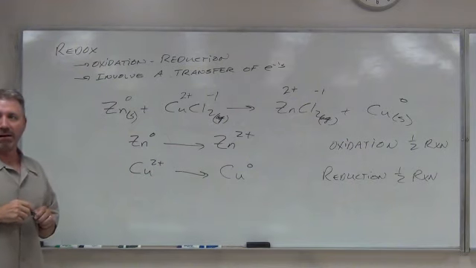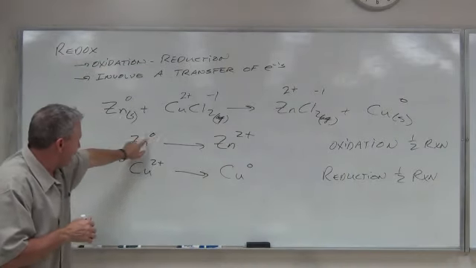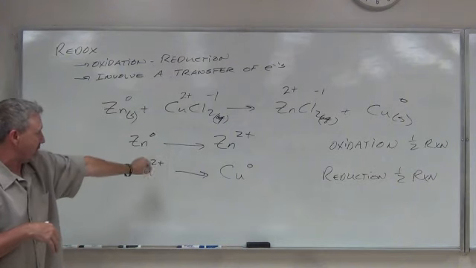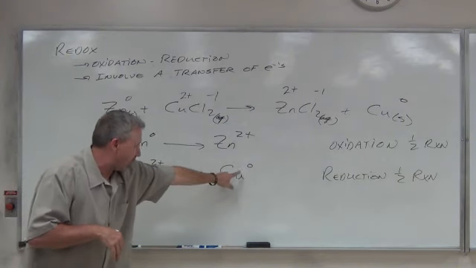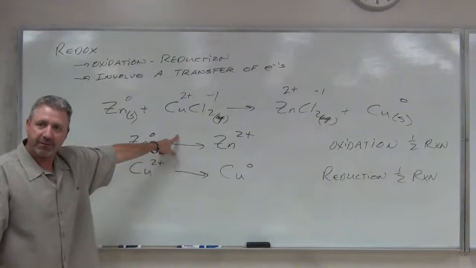Okay? It all started with assigning the oxidation numbers, finding the elements that are undergoing oxidation number changes. The one getting smaller is the reduction half. The other one is the oxidation half.